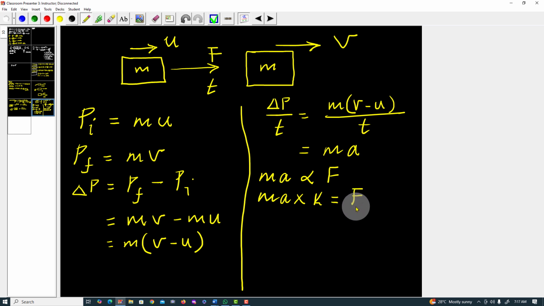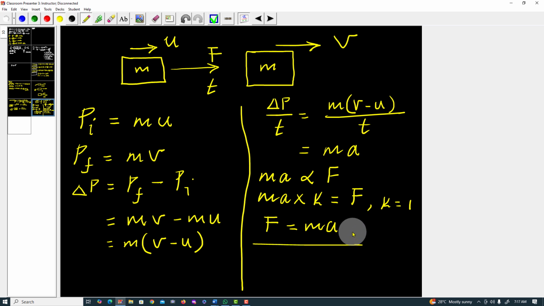If F is in newtons, m in kilograms, and a in meters per second squared, then the value of k is found to be equal to 1. And it is at this point that we get F is equal to ma. This is the mathematical statement of Newton's second law of motion.